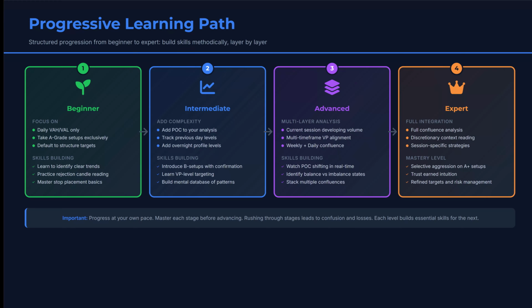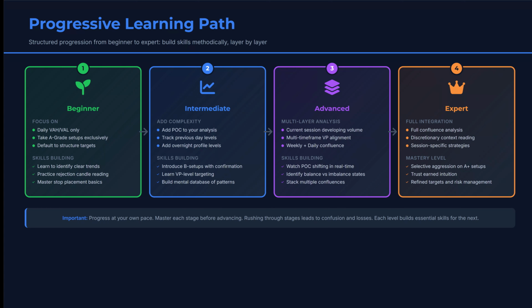Discretionary context reading. After 200 to 300 trades, you've earned intuition. You can read subtle cues in price action, volume distribution, and session dynamics that aren't in the rulebook. Session-specific strategies. You adapt your approach to London, New York, and Asian sessions. You know when to be aggressive and when to wait for confirmation.